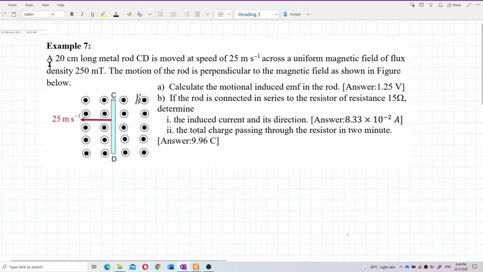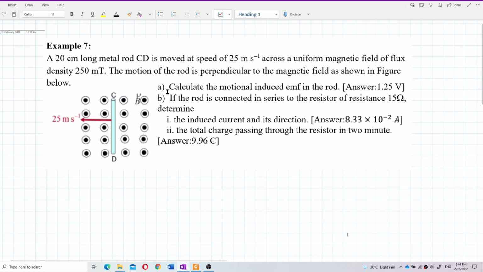Okay, a 20 centimeter long metal rod CD is moved at a speed of 25 meters per second across a uniform magnetic field of flux density 250 millitesla. The motion of the rod is perpendicular to the magnetic field as shown in the figure below. Calculate the motional induced EMF in the rod.